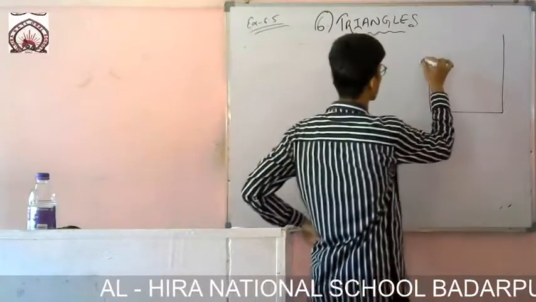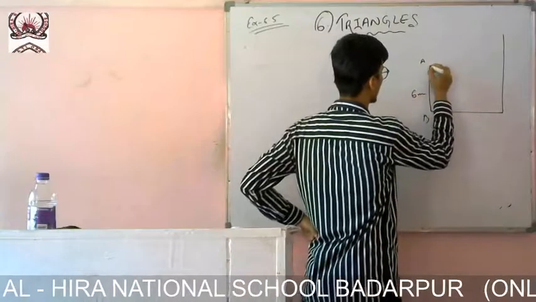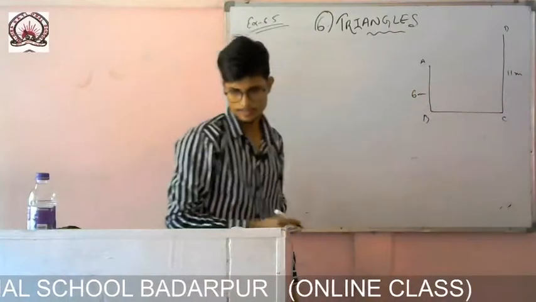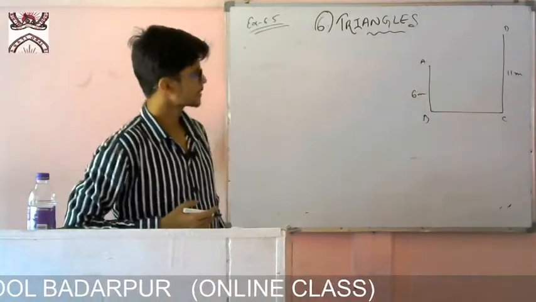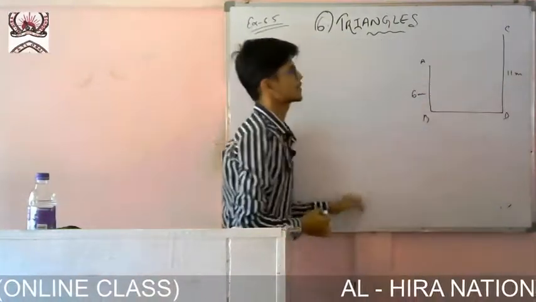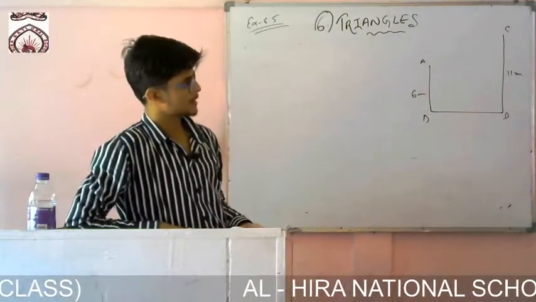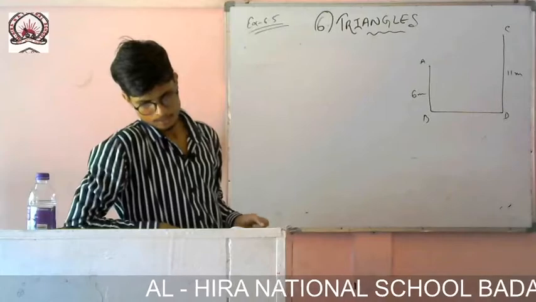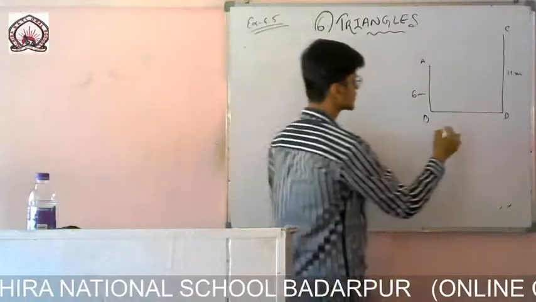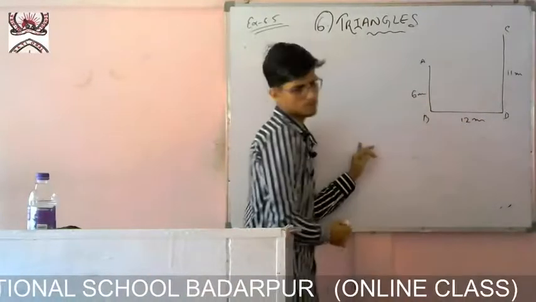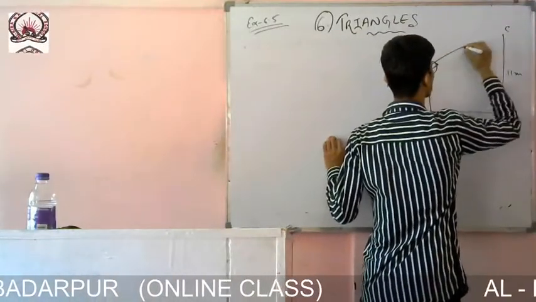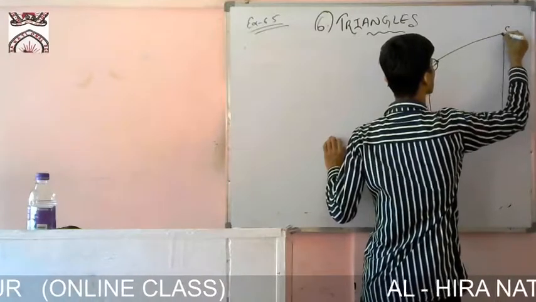Okay, let me take this one. AB as 6 meter, and CD as 11 meter. So now you see one thing. These 2 poles are given. One is 6 meter, another one 11 meter. Now what you have to find: the distance between the feet of the poles, that means this distance, is given 12 meter. So the question is to find the distance between their tops. So you have to find this distance.